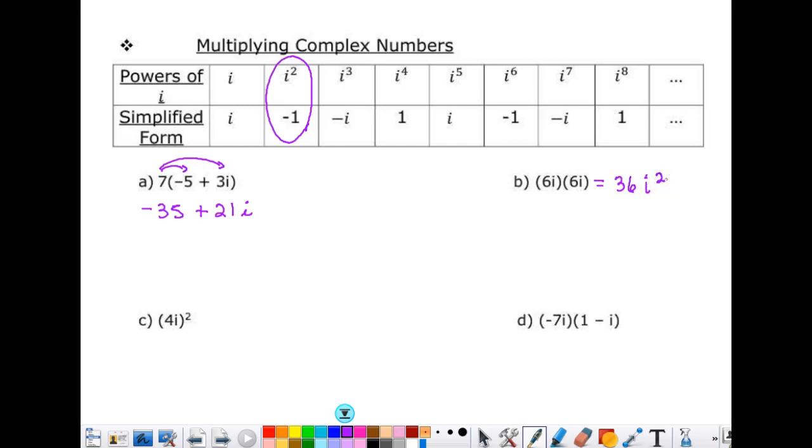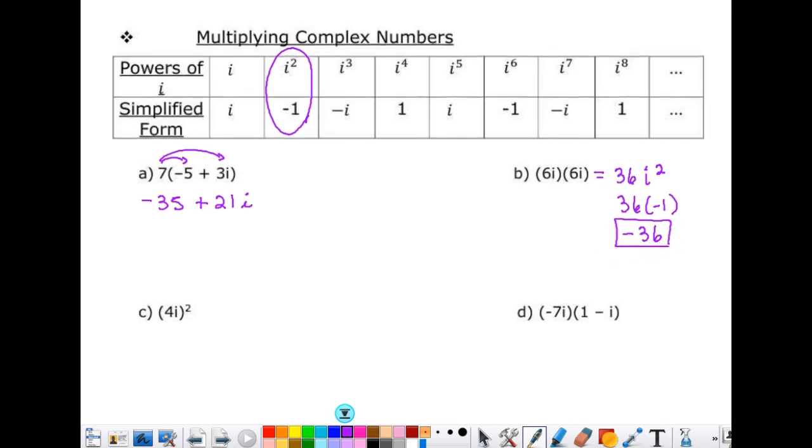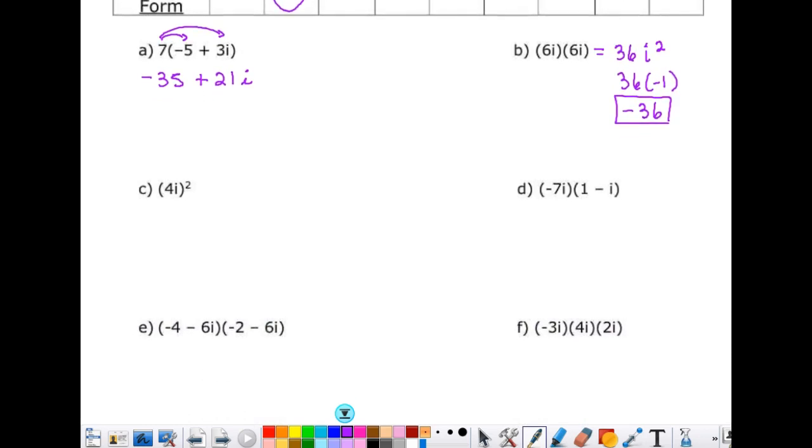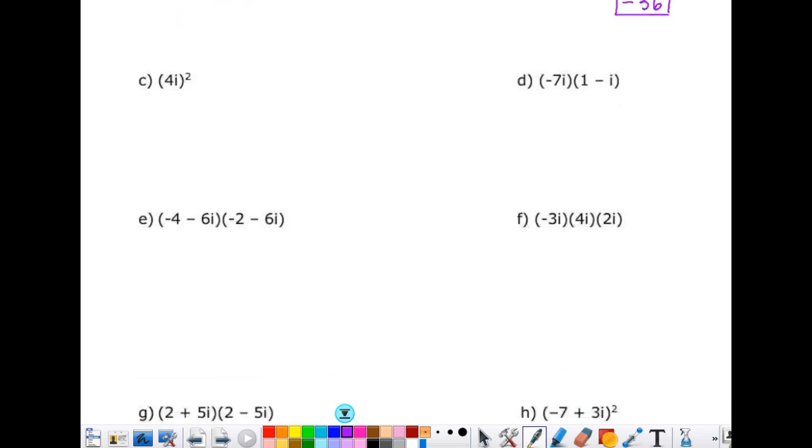So anytime you have an i squared, you make it into a -1, because that's what it says to do right here. i squared equals -1. Okay. And you get a -36. Okay? Then, let's look at E. Raise it up just a little bit.